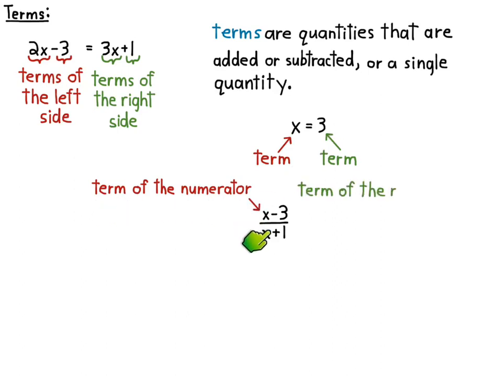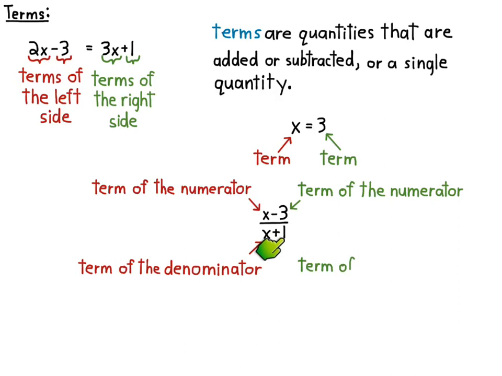x is a term of the numerator. -3 is a term of the numerator. This x is a term of the denominator. This 1 is a term of the denominator, sorry. x minus 3 is a factor of the numerator, by the way.